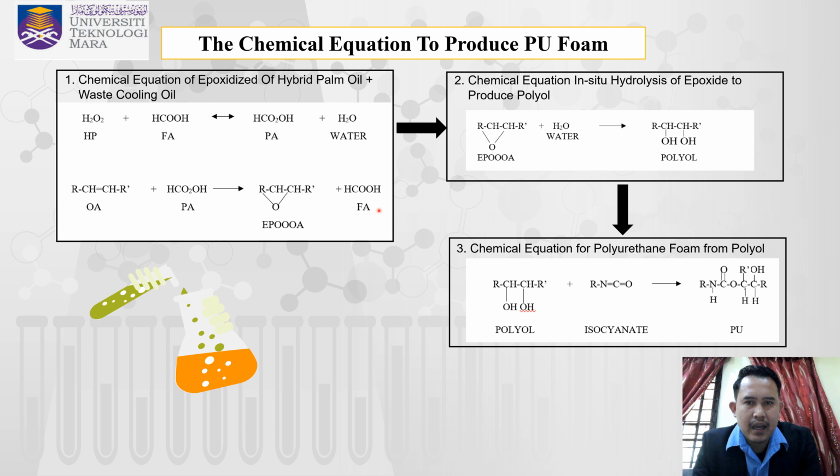Okay. After that, the oxygen ring will continue to react with the water produced from the first equation. In situ means there is no addition of water; we have water from the side reaction that reacts with the oxygen ring to produce the polyol. And then the equation is our polyol reacts with the isocyanate to produce the PU.